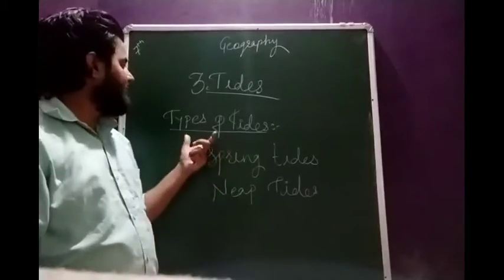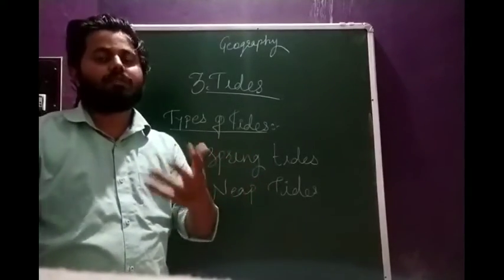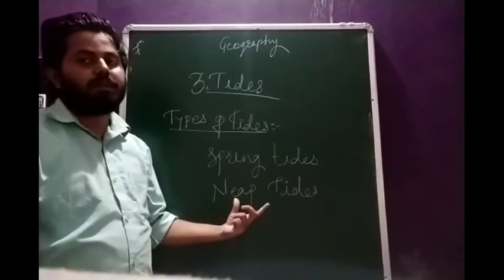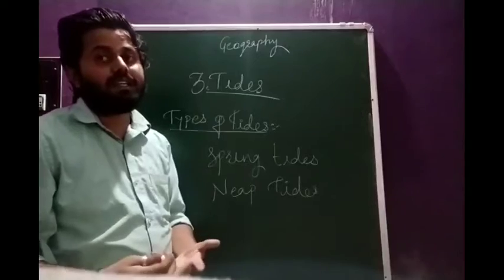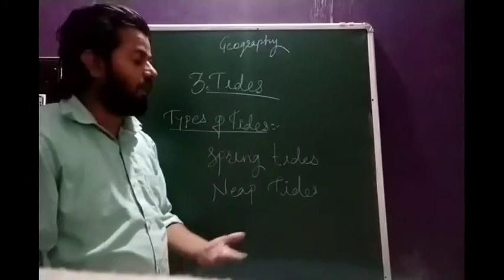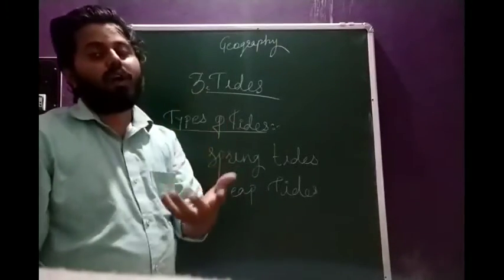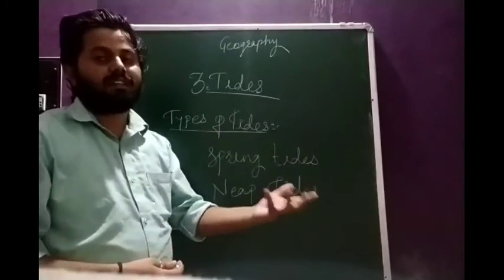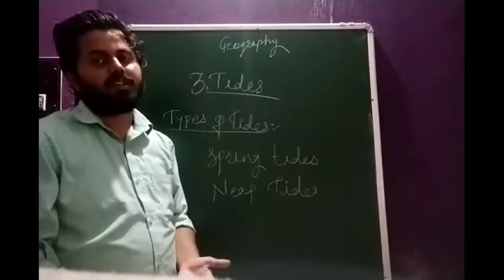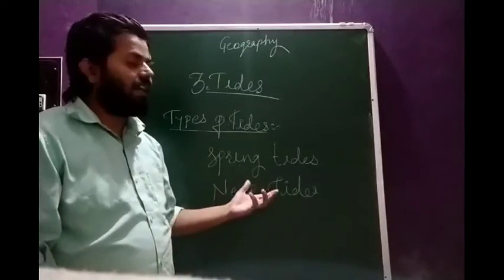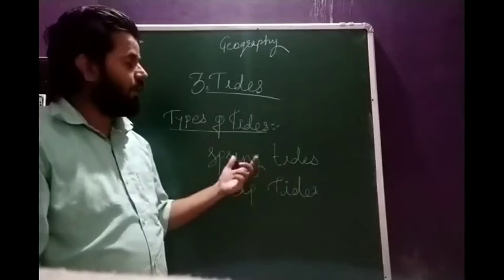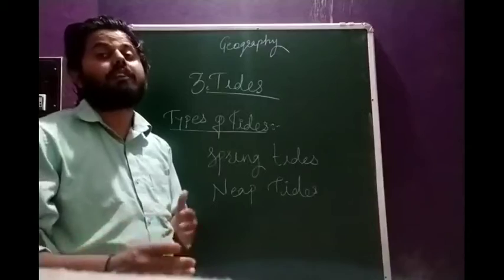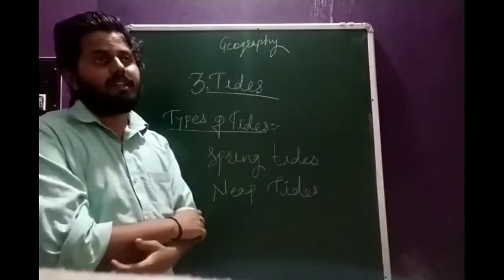Okay, so now we will see the types of tides. There are two main types of tides: spring tides and neap tides. We will learn what they are later, but now we all know that every day the sunrise time and sunset time change. In that way only, the tide timings also change day by day. It is not the same every day, right? And the level of the tides also changes every day.